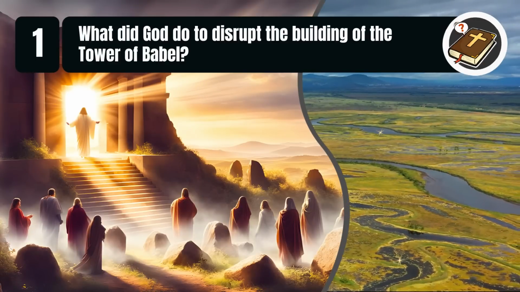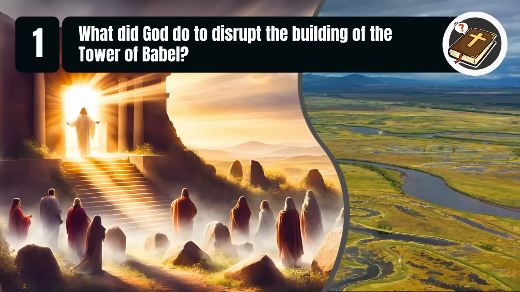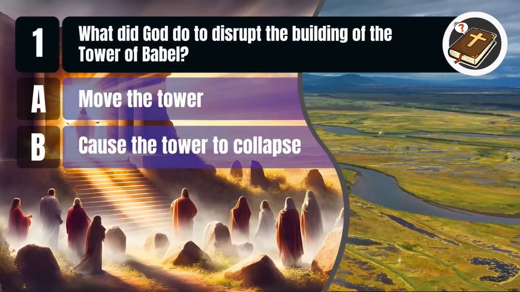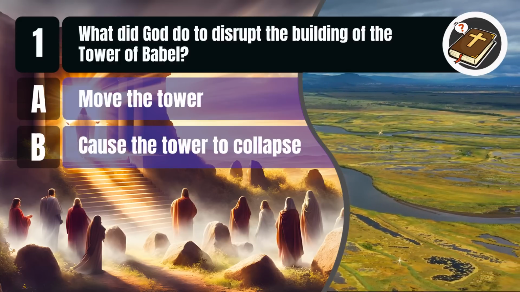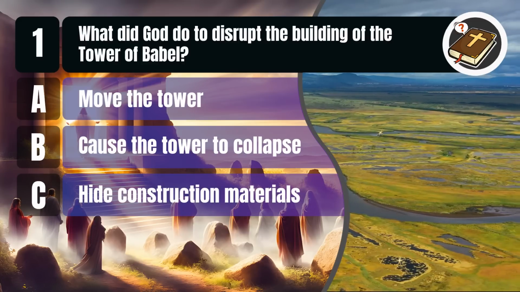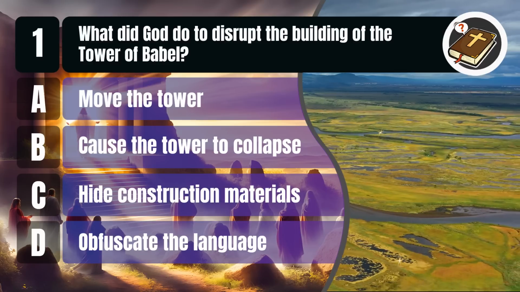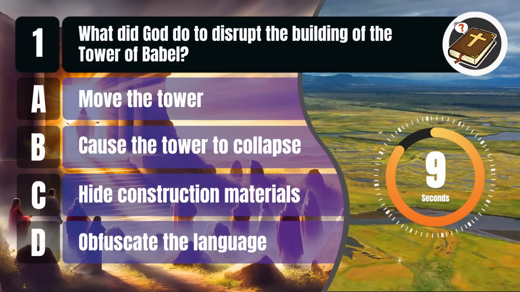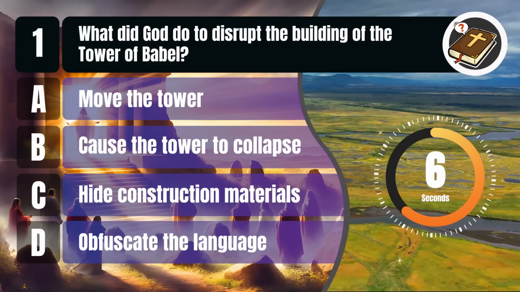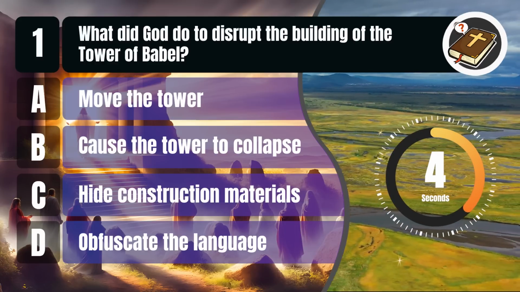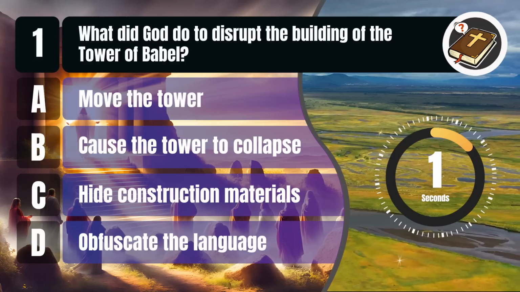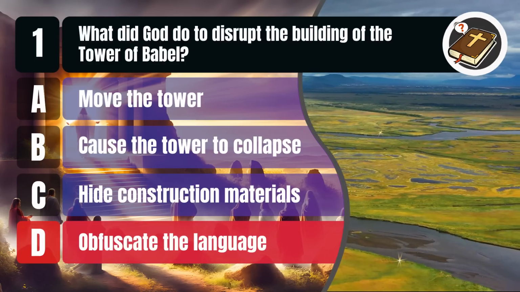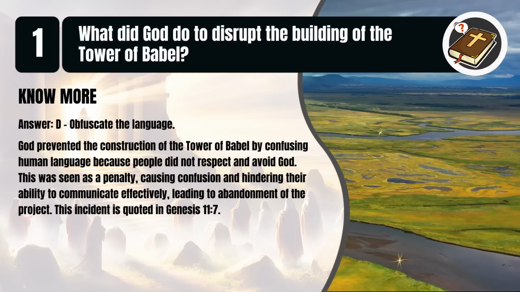Question 1. What did God do to disrupt the building of the Tower of Babel? A. Move the tower. B. Cause the tower to collapse. C. Hide construction materials. D. Obfuscate the language. You get 10 seconds. That's D. Obfuscate the language.